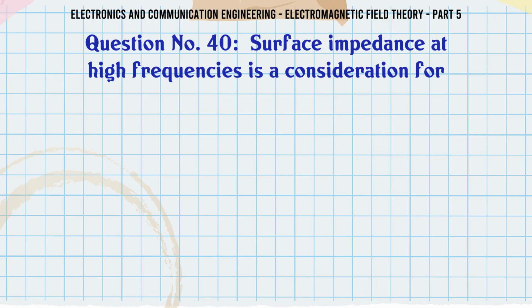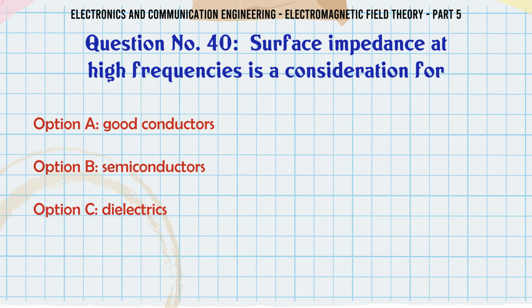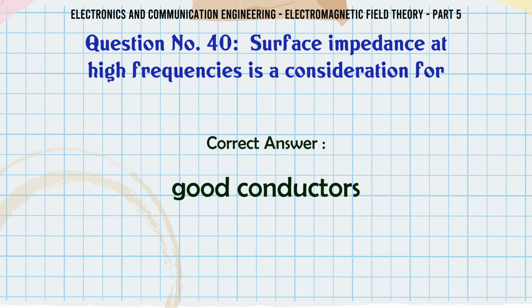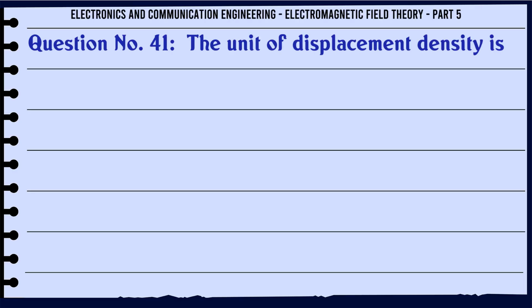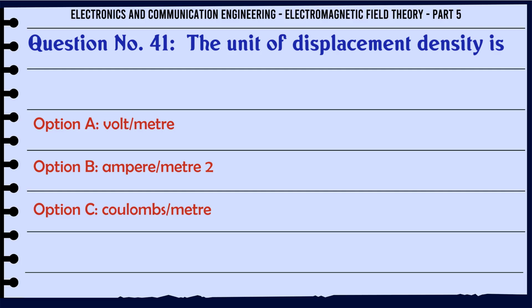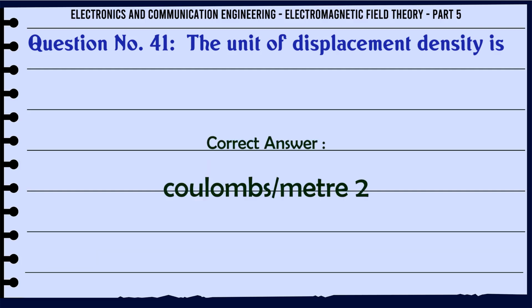Surface impedance at high frequencies is a consideration for A. Good conductors, B. Semiconductors, C. Dielectrics, D. Ferrites. The correct answer is good conductors. The unit of displacement density is A. Voltmeter, B. Ampere meter 2, C. Coulombs meter, D. Coulombs meter 2. The correct answer is coulombs meter 2.